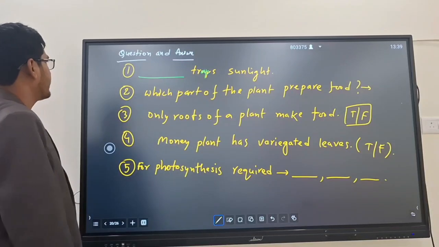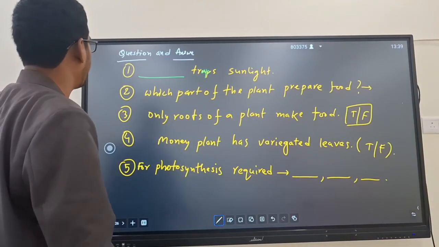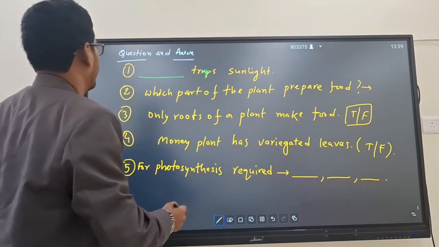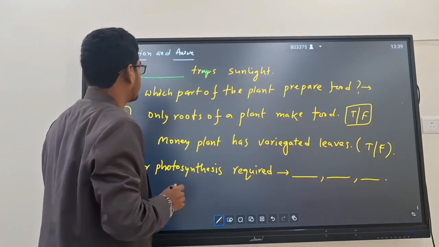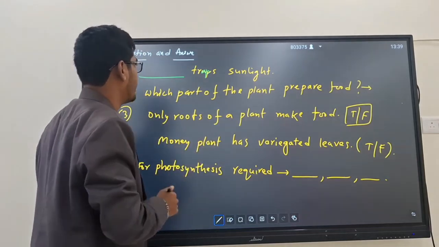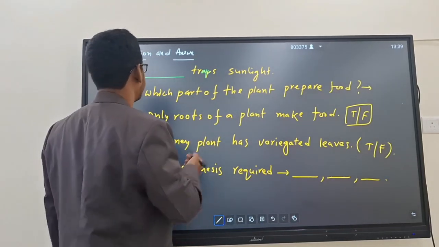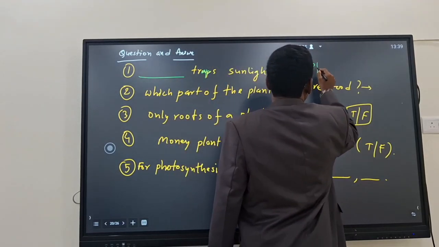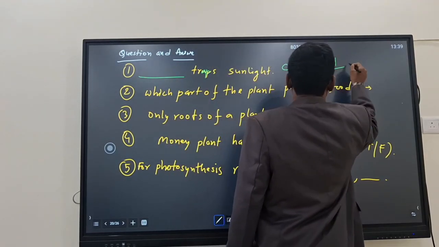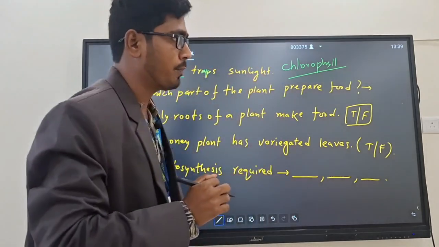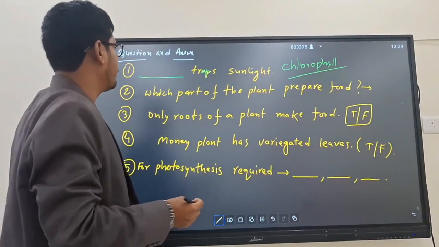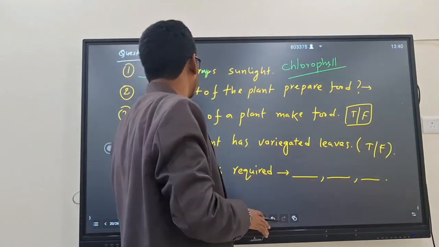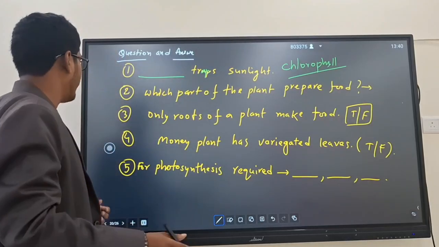Now some question answers of this topic, important question answers from the exam point of view. Okay, fill in the blanks. First question, who traps sunlight? The answer will be chlorophyll. Chlorophyll traps the sunlight, and this sunlight gives energy that helps in preparing food.